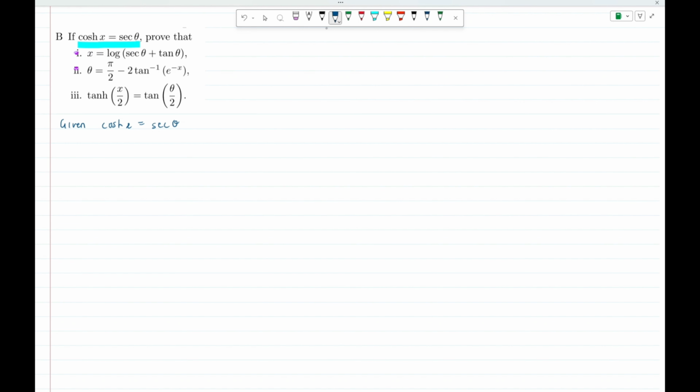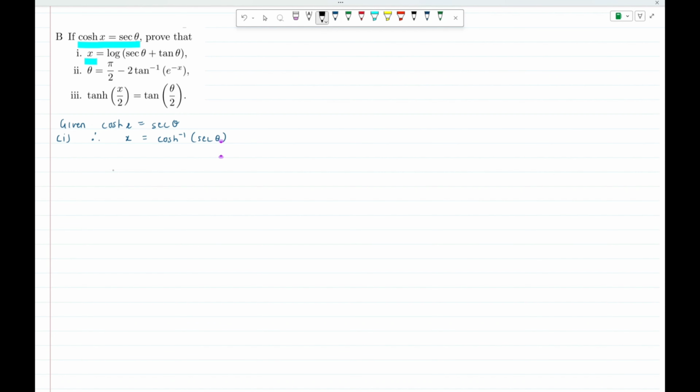Now there are multiple ways to solve this problem. In the first part, you will see that we are interested in the value of x. So you can obtain x by implementing the definition of cosh, which is e raised to x plus e raised to minus x over 2, and then do simplification, get a quadratic equation, and write down the answer. We are going to use the other one, which involves the inverse hyperbolic functions. Since we are given that cosh x is equal to sec theta, from here I can say that x is equal to cosh inverse of sec theta.